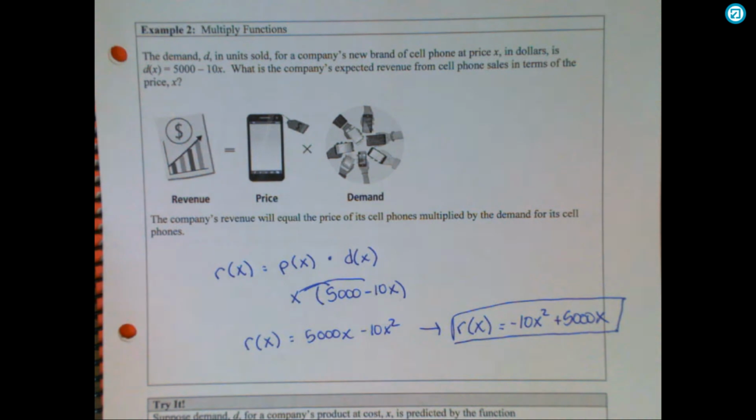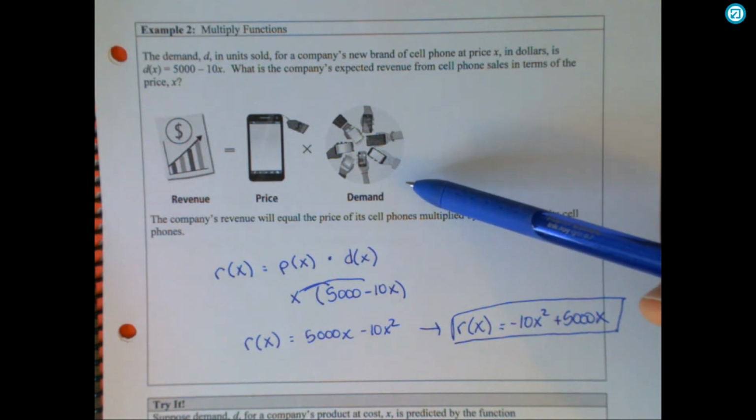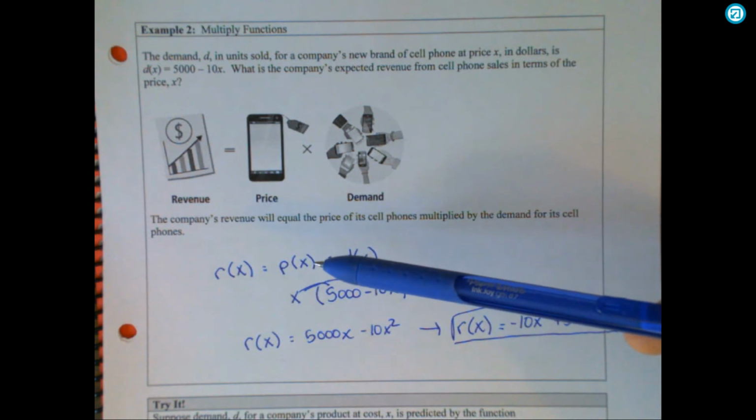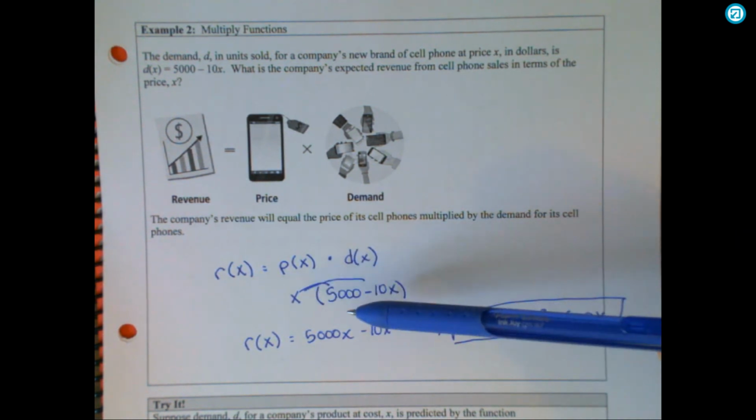Example 2 is fairly easy as well. It's multiplying functions. For this one, they gave you a story problem with cell phones. They even gave you the setup right here, where revenue is equal to price multiplied by demand. I go ahead and write that out: R of x equals P of x times D of x. I get the functions from the story problem.